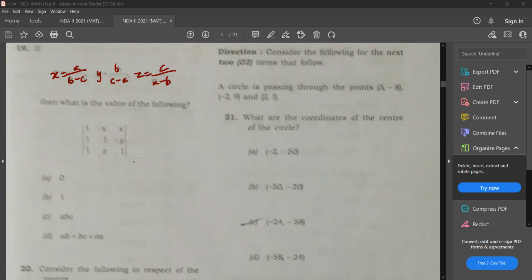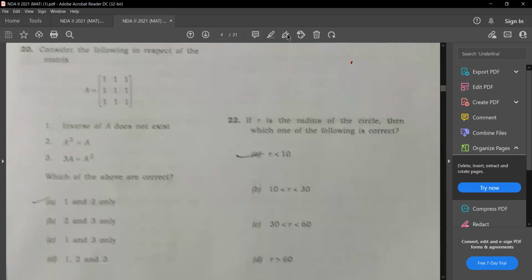So you have to substitute here and see. Substitute, apply the elementary operation. You'll be getting the answer as 0. Just a direct question. Moving to the next question.